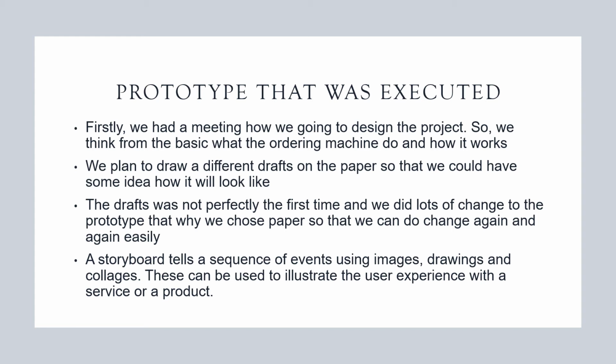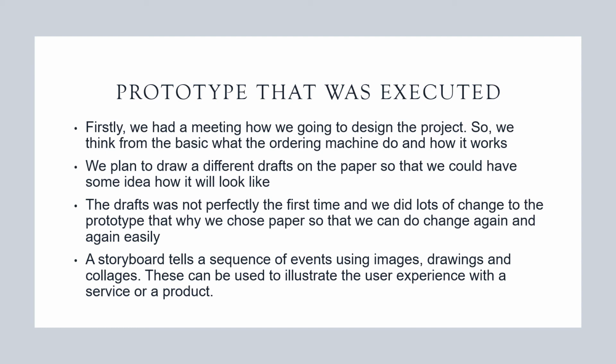Prototype that was executed. Firstly, we had a meeting on how we were going to design the project, so we thought from the basics what the ordering machine does and how it works. We then planned to draw different drafts on paper so that we could have some idea of how it would look. The drafts were not perfect the first time, and we made lots of changes to the prototype. That's why we chose paper, so that we could make changes again and again easily.